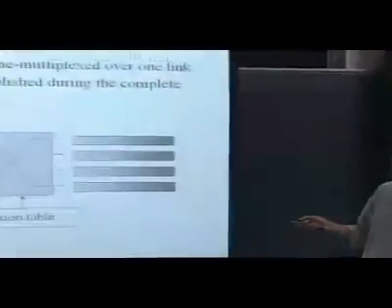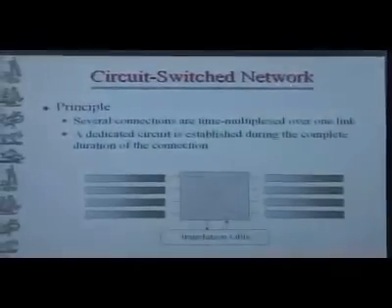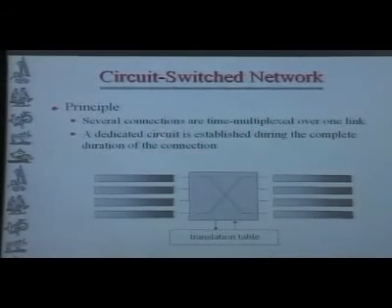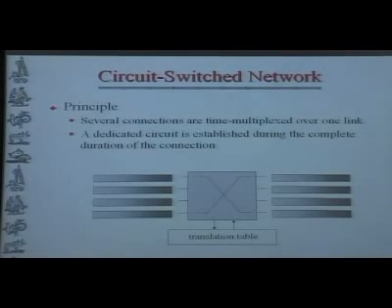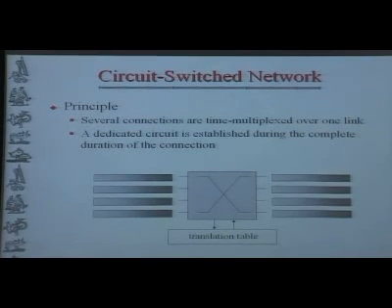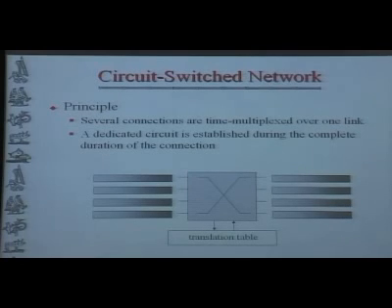So let's trace back and take a look at what type of networks are available to us if we want to communicate image and video over a certain communication channel. The first type of network that became very popular is the circuit switch network. The principle is this: several connections are time multiplexed over one link, and a dedicated circuit is established during the complete duration of the connection.